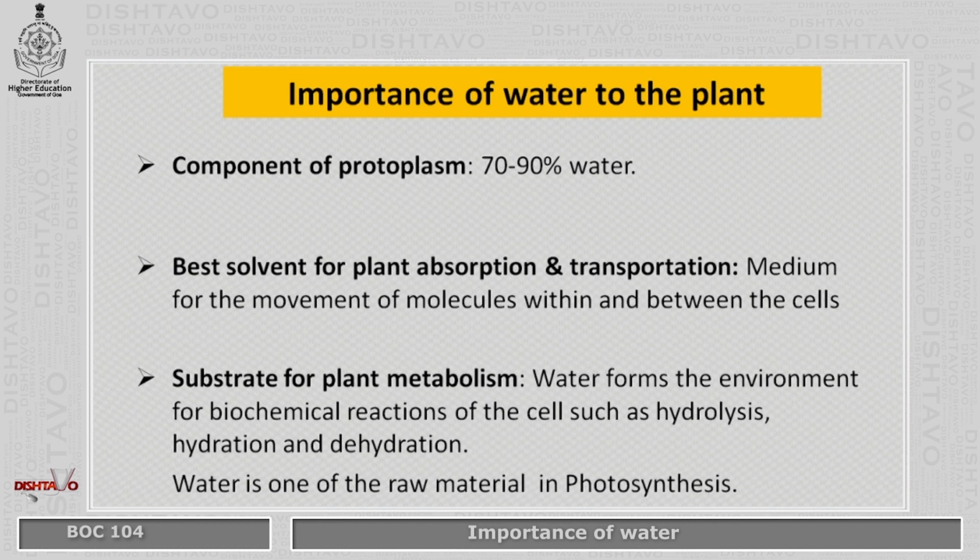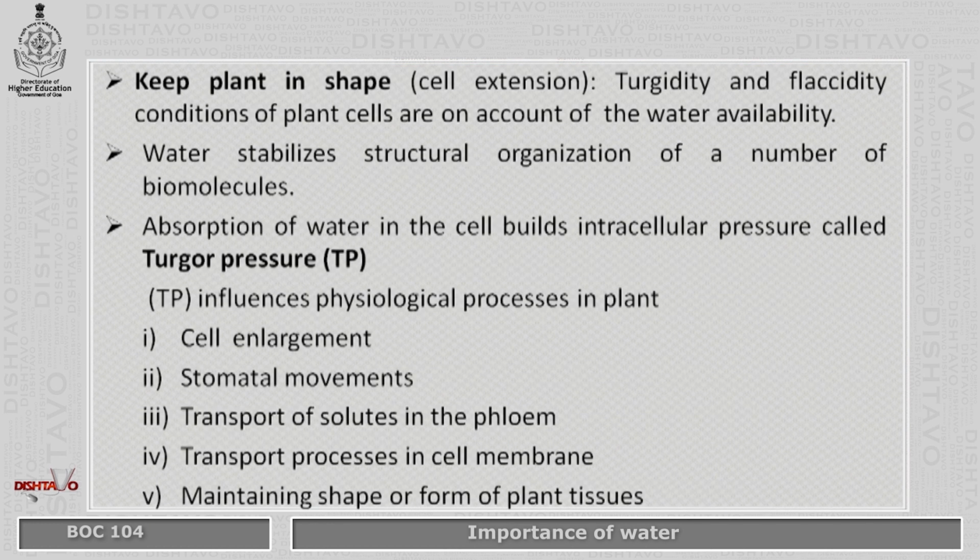To name a good example, like photosynthesis, we have a biochemical reaction. Raw material here is water. Again, water helps the plant to maintain its shape. The turgidity and flaccidity condition of the plant cell is on account of uptake of water and giving out of water. This is all because of availability of water. Water thus stabilizes the structural organization of biomolecules like proteins, lipids, etc.